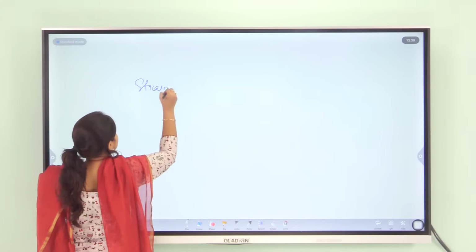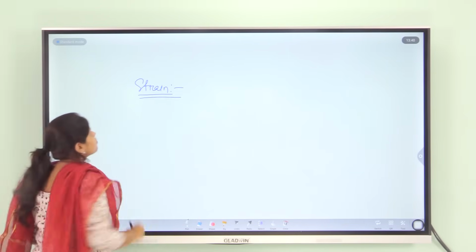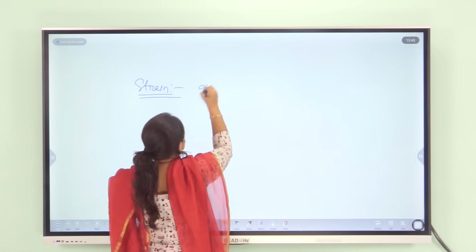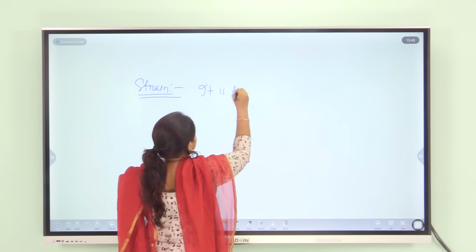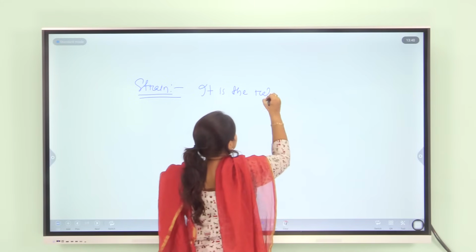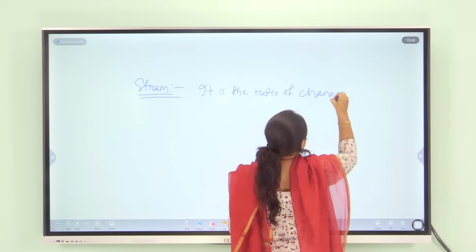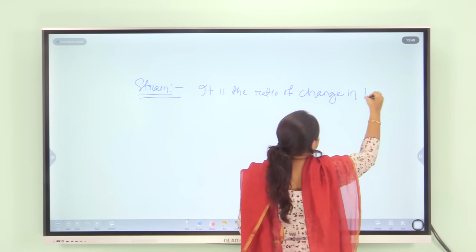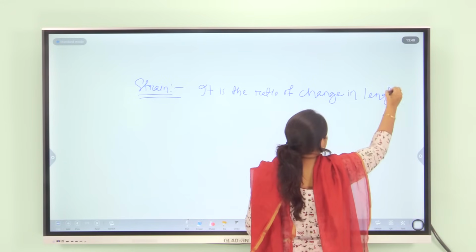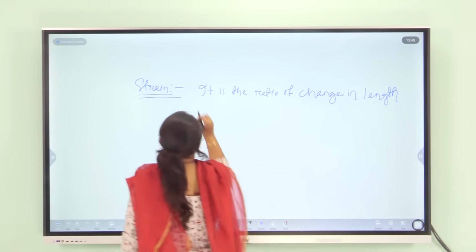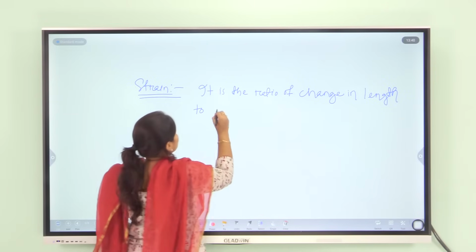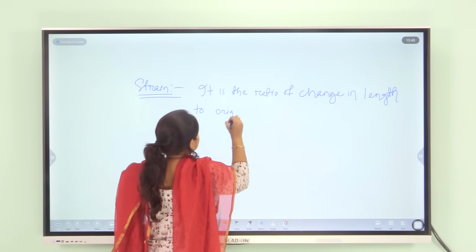What is strain? Strain is the ratio of change in length to original length.